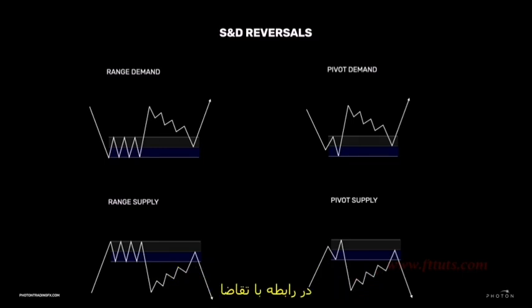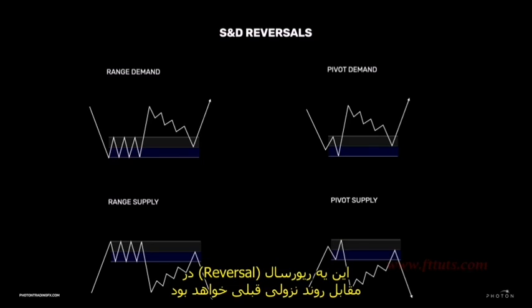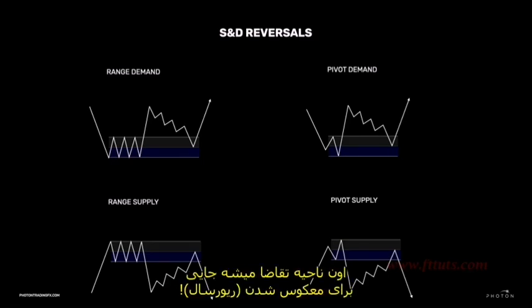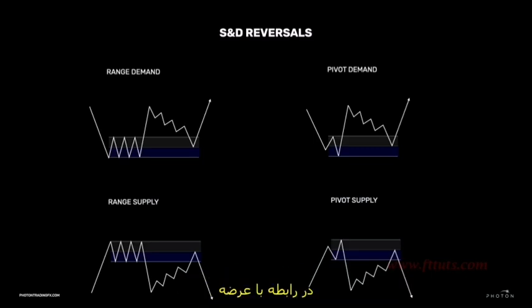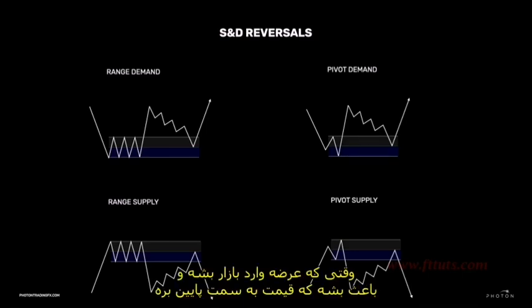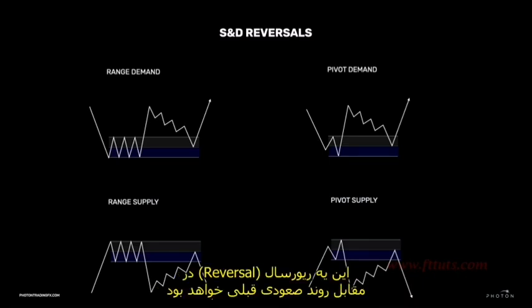So in the case of demand, if price was bearish and moving to the downside, and then demand stepped into the market to overpower supply, causing a bullish move, this is then a reversal against the previous bearish trend, right? So that demand zone essentially becomes a reversal. So therefore, in the case of supply, if price was bullish and moving to the upside before the range or pivot was formed, then when supply steps in, causing price to fall to the downside, this is a reversal against that previous bullish move, right?